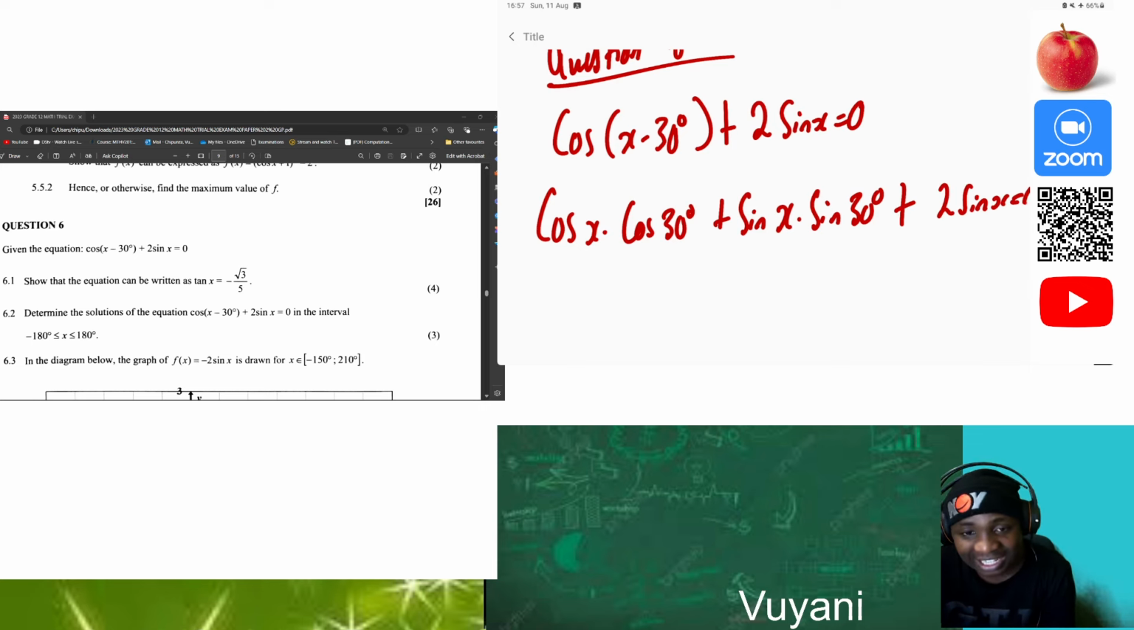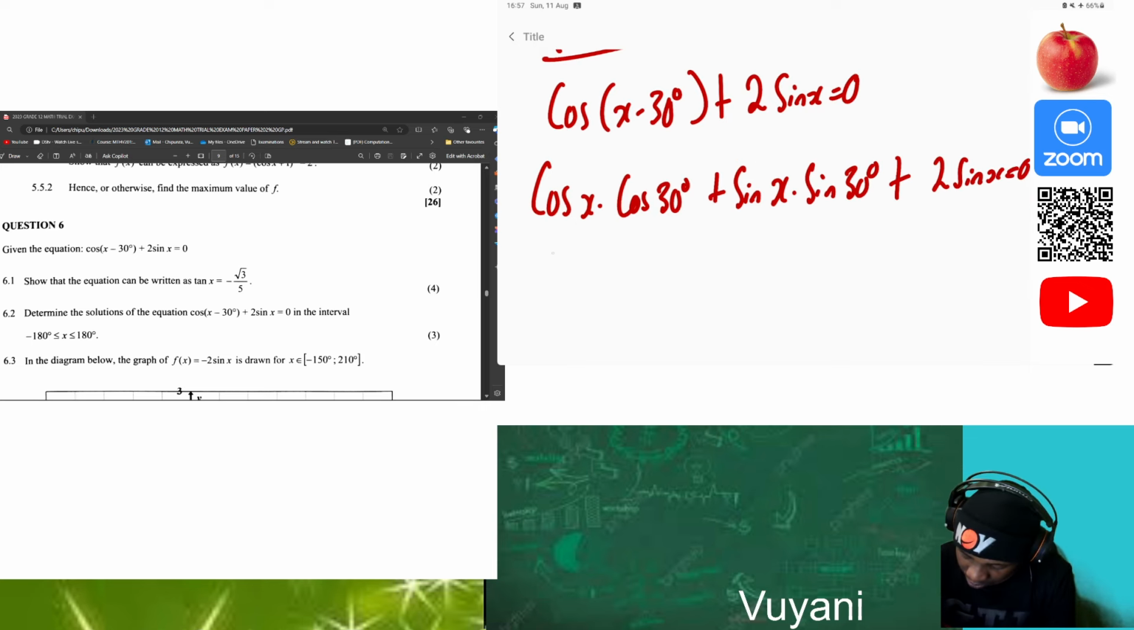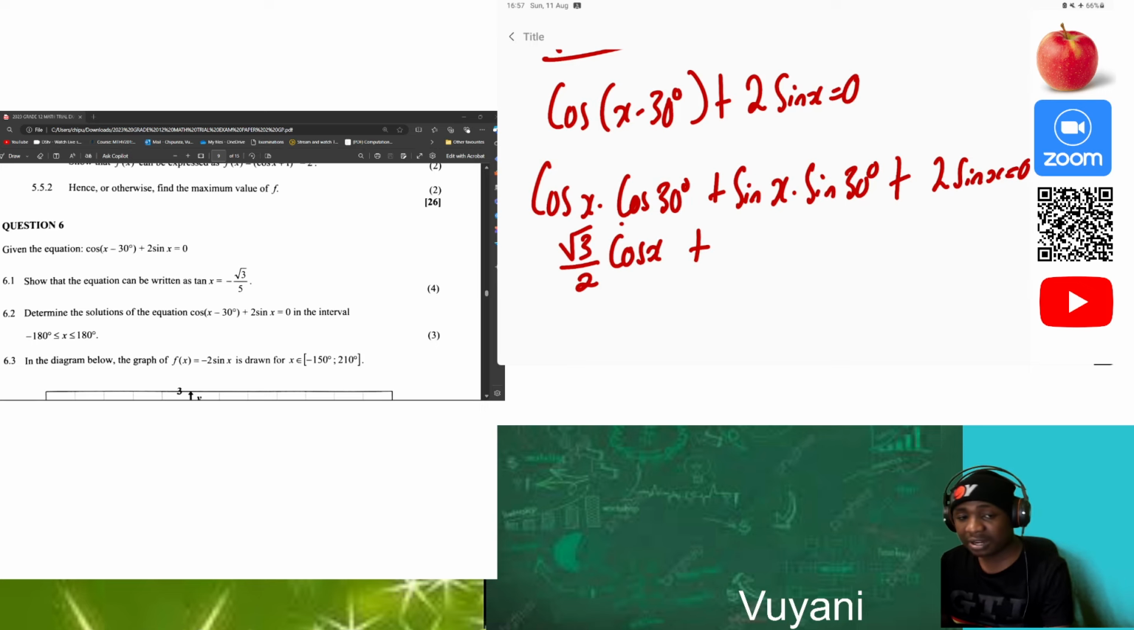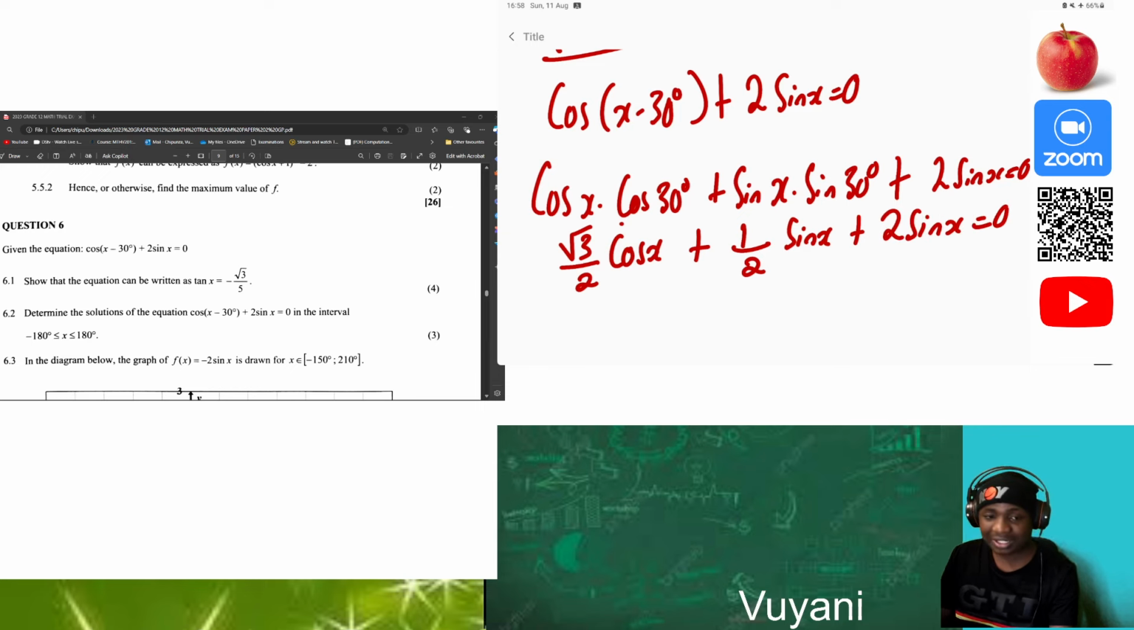Plus 2 sine of x is equal to 0. So we know that cos 30 degrees is straightforward, we can do it without a calculator, or you can use a calculator. That would be root 3 over 2 cos of x plus, of course, sine of 30, which is 1 over 2, sine of x, plus our 2 sine of x is equal to 0.